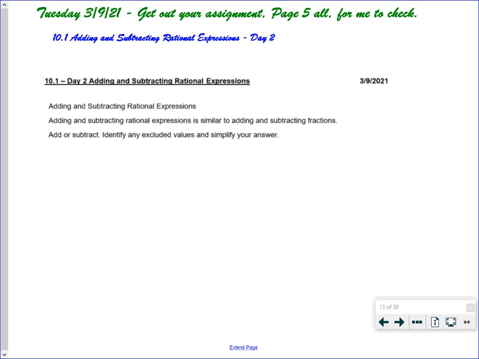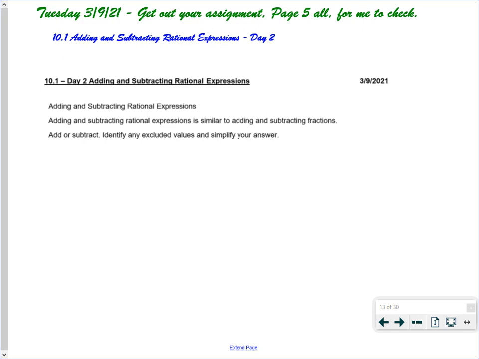Today we're going to be talking about how to add and subtract rational expressions. Adding and subtracting rational expressions is very similar to adding and subtracting regular fractions. All we really need to do is make sure the denominator is the same in both rational expressions, and then we just add or subtract the numerators. Afterwards, we have to identify any excluded values, and we do that before we actually simplify our answer.